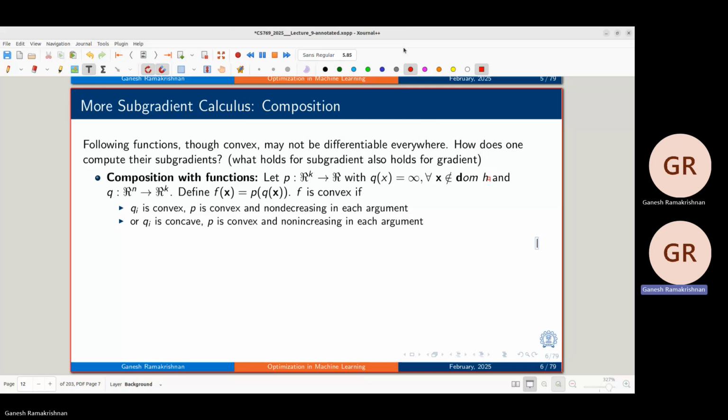So how do you think now we will realize a subdifferential for compositions? Subdifferential of P evaluated at Q(x). So would you have some products? You're pretty much there. I mean, it's not far from.